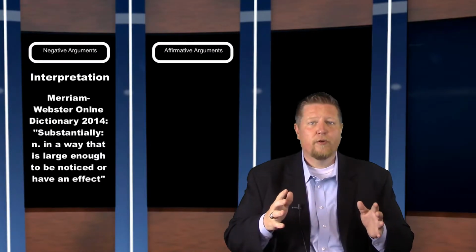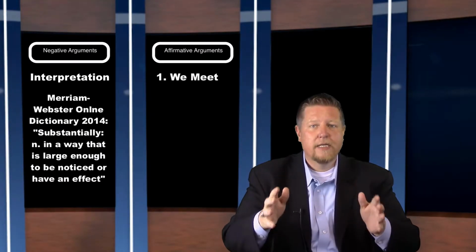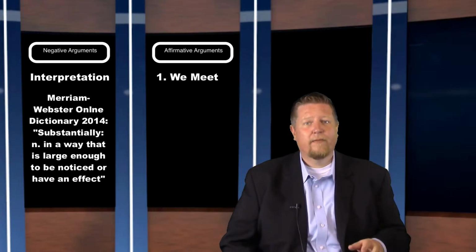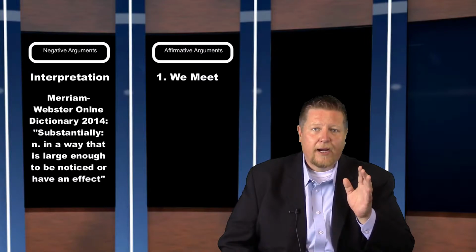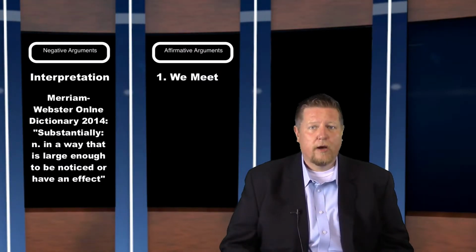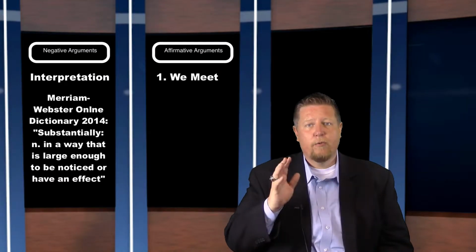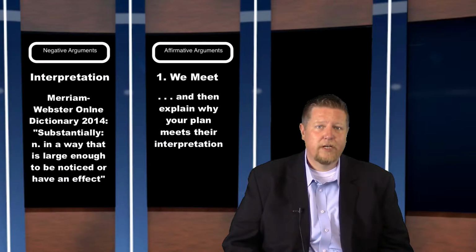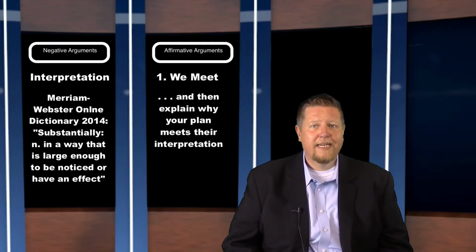The first response from the affirmative team should be the words "we meet." These two little words are so common that they are the first words in about 95% of affirmative responses to topicality. By saying "we meet," you are saying that your plan fits within or meets the interpretation offered by the negative team. Now you can't just say "we meet." You have to explain how your plan fits within the definition offered by the negative team. So how does the affirmative plan meet the negative interpretation?